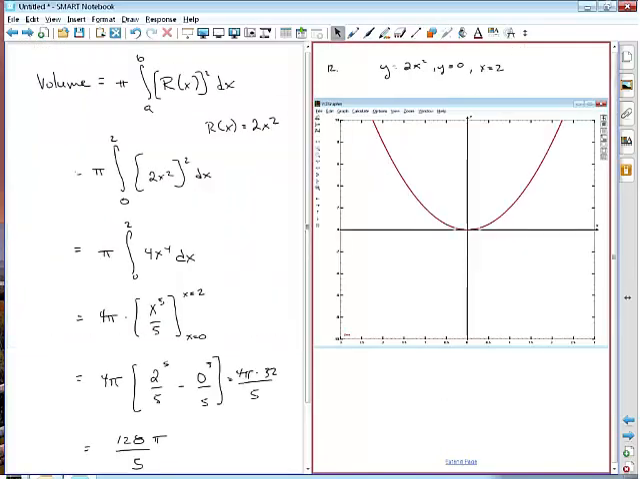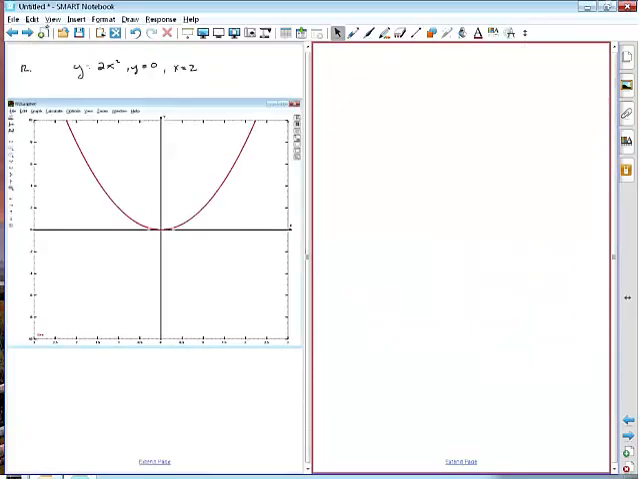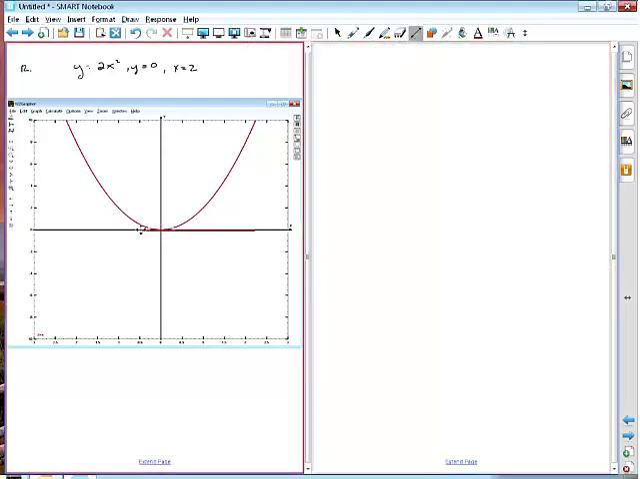Part C. Part C, it says we want to rotate around the line y equals 8. So again, let's draw our limits in here. Y equals 0, x equals 2. We're going to rotate around y equals 8. So this is y equals 8. And this is the area we're talking about.